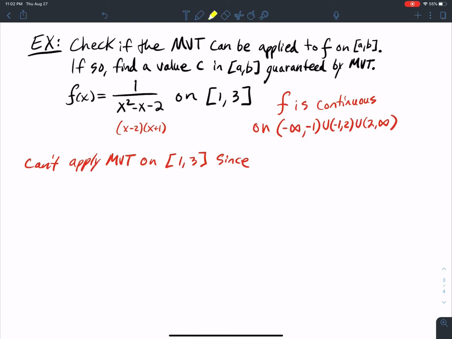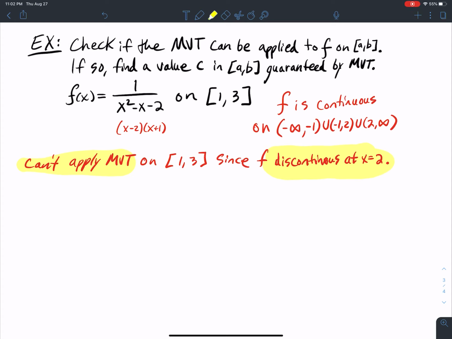And the mean value theorem says that it's got to be continuous on that interval a to b. Well, it's not continuous at 2. Therefore, I cannot use the mean value theorem to find a c value. So you've got to be careful.